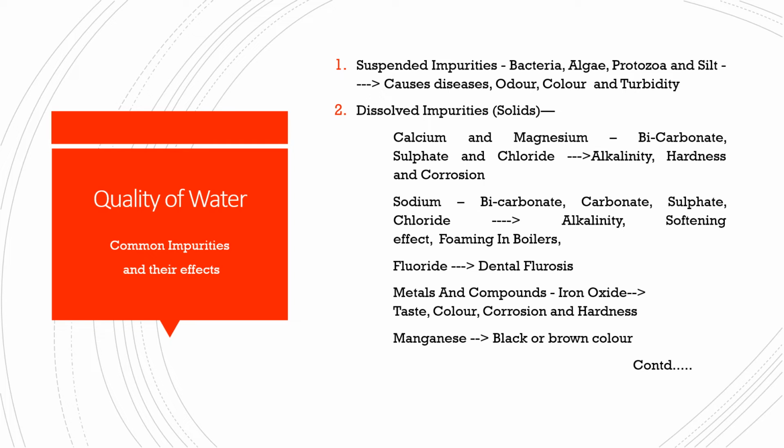Main impurities of metal and metal compounds are iron oxide. Iron oxide will give bad taste and bad color. It will give corrosion and hardness also. If iron is present in the water, it will give a yellowish color and taste, and some bad smell also. It will be corrosive and give hardness. Manganese present in water will give color, which is black or brown.